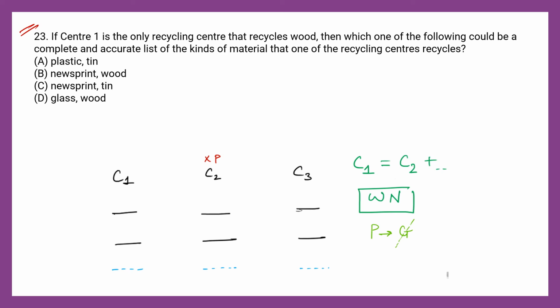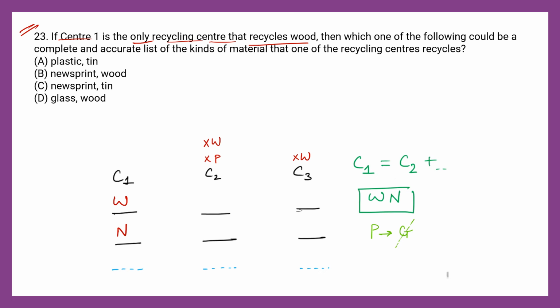It says, if center 1 is the only recycling center that recycles wood, okay, that means I put W in here, and since C1 is the only center, it means that C2 and C3 do not have W, so let me write that down. So you know that there is no W here and there is no W here. The other thing that you know is that whenever there is a W, there is also an N. So I put this N down here, okay?